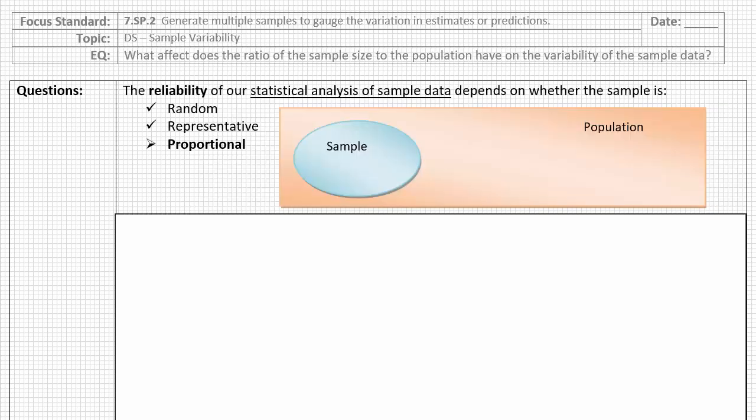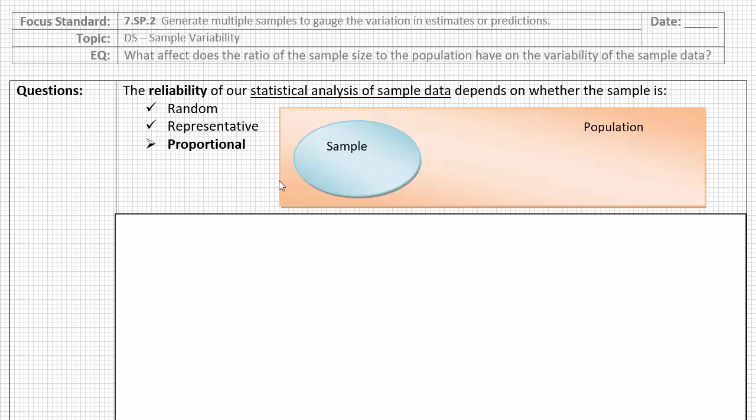In our study of samples and populations within this data and statistics unit, we have learned that it's important that samples are random, representative, and proportional. Today we're going to focus in on what it means for the sample to be proportional and how the reliability of our statistical analysis of the sample data depends on these factors. We've already done some work with why random and representative are important, and we've begun to work with proportional.